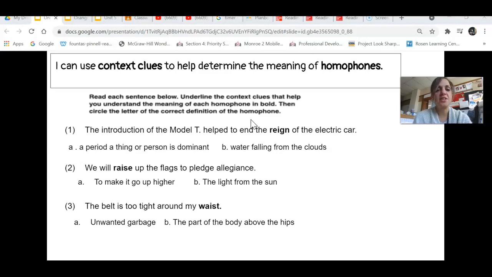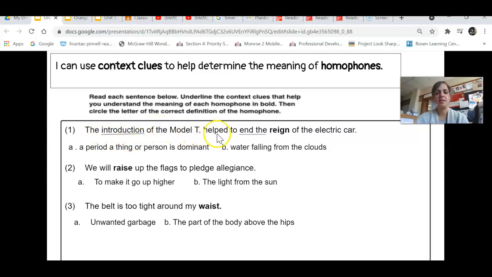Number 1, the introduction of the Model T helps to end the reign of the electric car. Okay, so I know that rain can mean water coming down from the sky. I'm not sure what this reign means, but I see introduction and end. So that tells me that there's a beginning and an end. So maybe it's some kind of time period.